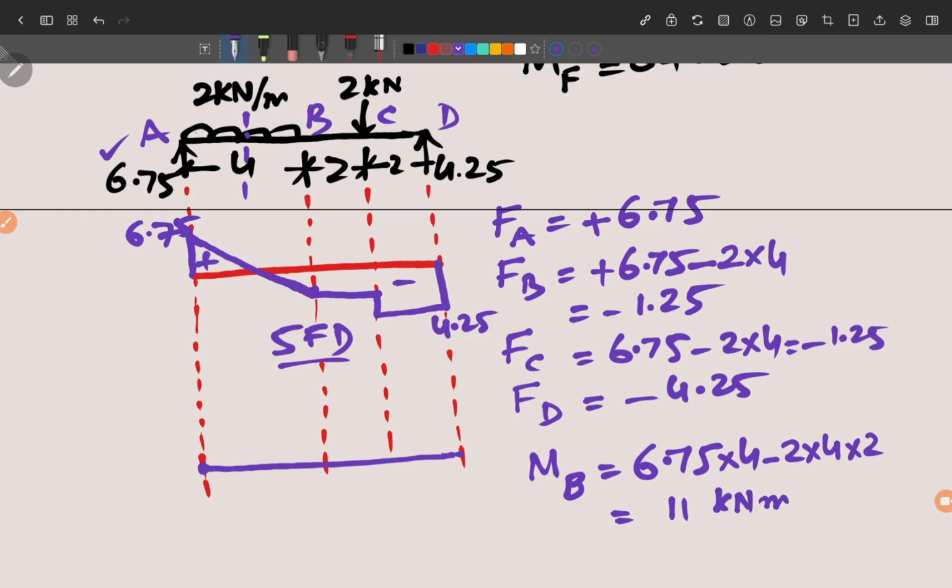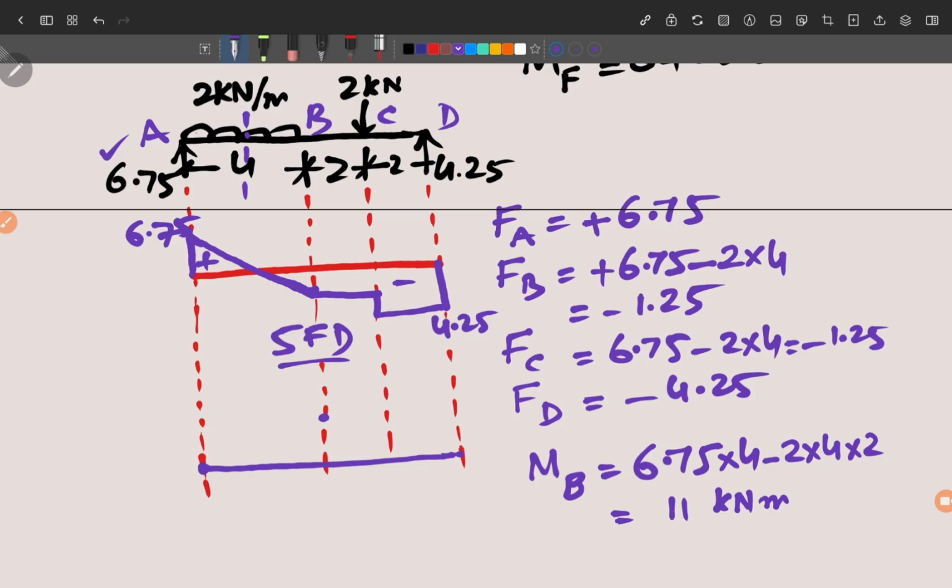kilonewton meter. So now we have got the value, and you know that whenever there is a uniform load, the bending moment diagram will have the shape of a parabola. Now you have to decide how that parabola should be drawn, whether it should be a concave parabola or a convex parabola. So here one thing is very clear, that the value at point B is 11 kilonewton meter. So we have this value, suppose this is 11 here.